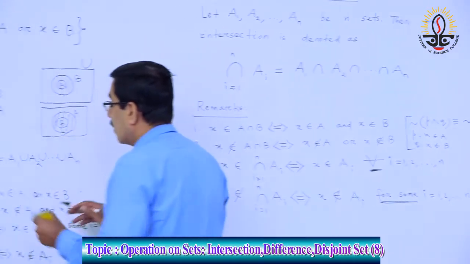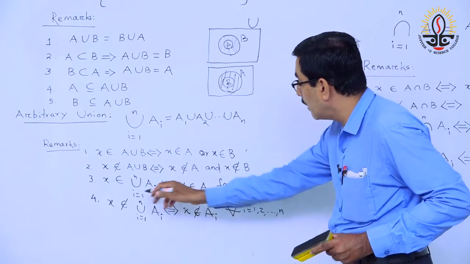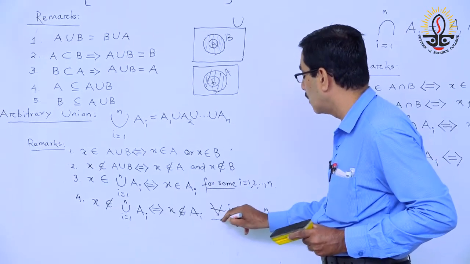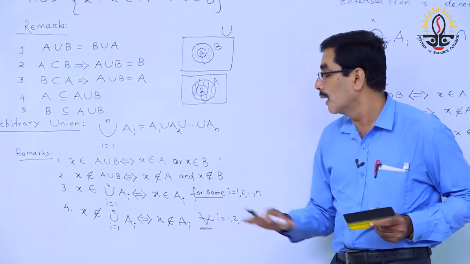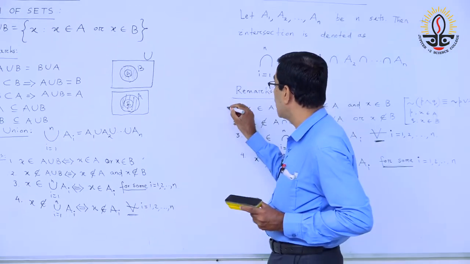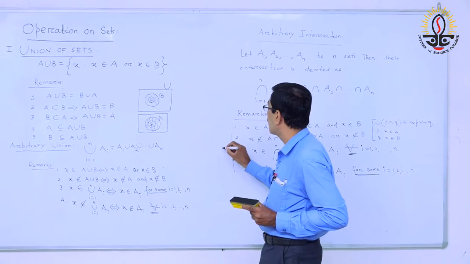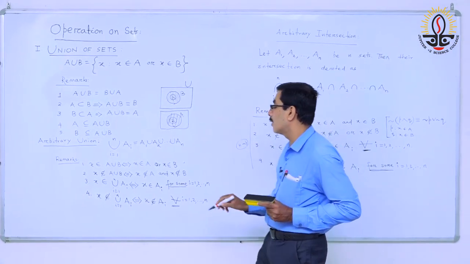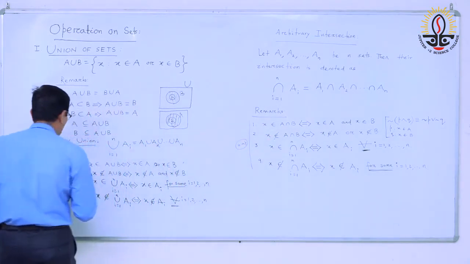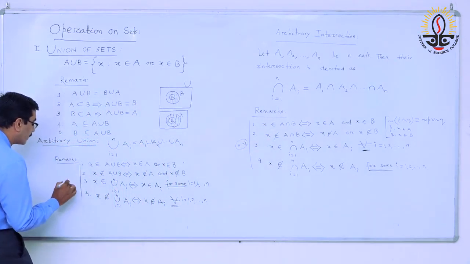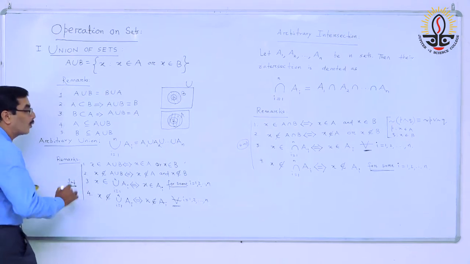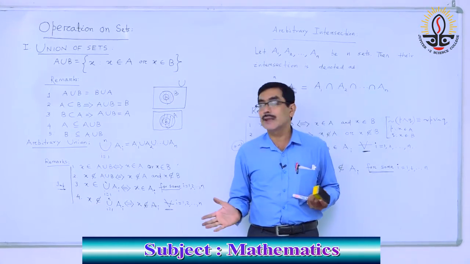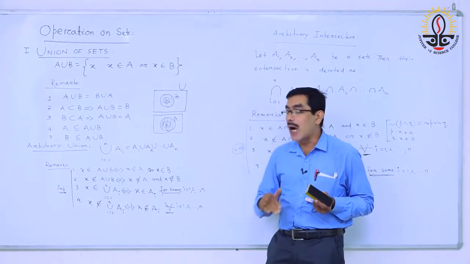But here in union, belongs is for some and does not belong is for all. So you have to remember these two things, and these four properties are very important in order to solve problems. So this is all about your intersection between two sets.